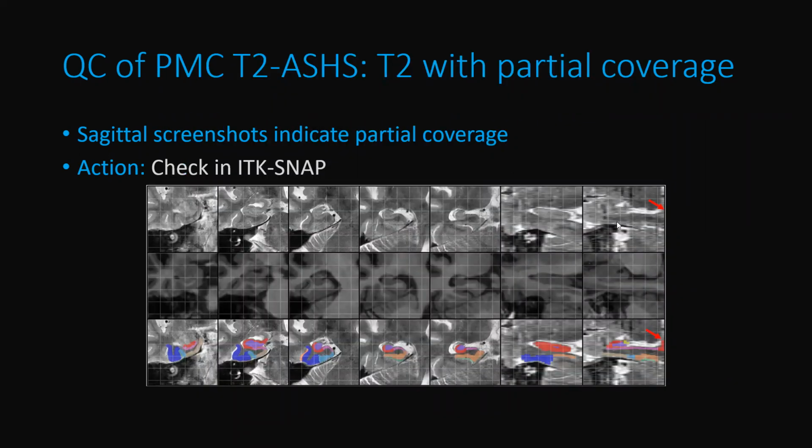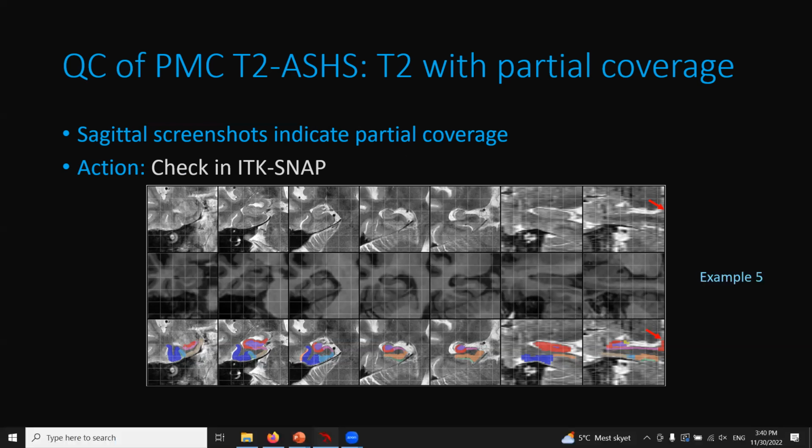Here I show another example, which is not as dramatic, but what you can see in the sagittal plane is that it's cut off right at the border of the segmentation. So that for me would be a reason to just check the image in ITK-SNAP. I'm going to do that now.